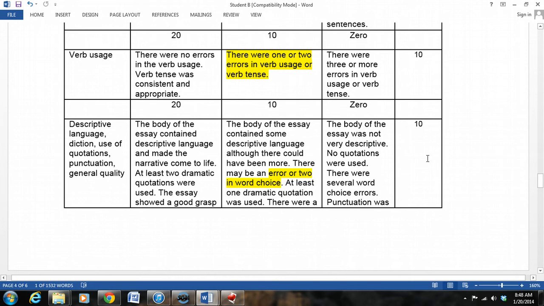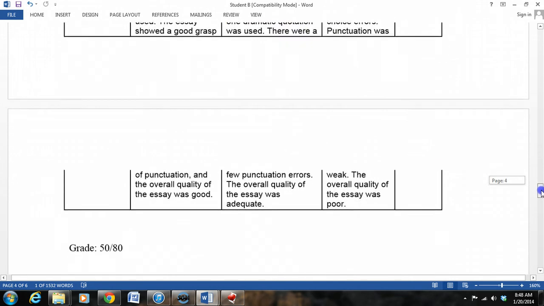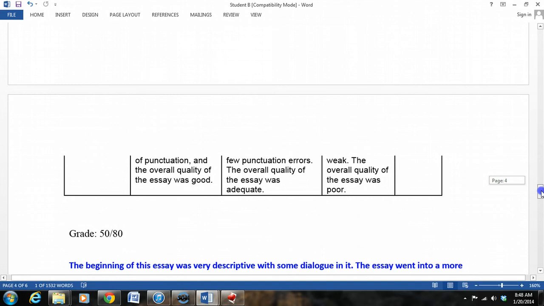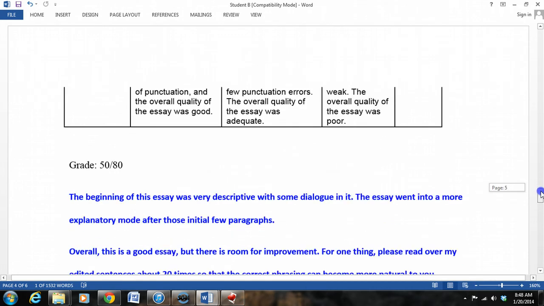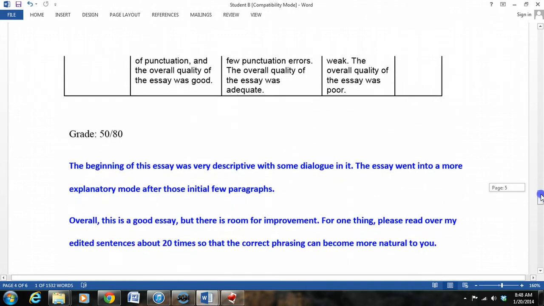So, the student ended up getting a 50 out of 80 points. The student lost 30 points. Part of it, I think, if the student just had proofread, could have improved the score. And also, make sure you understand sentence structure, comma splices, run-ons, fragments, etc., so you don't get dinged there.